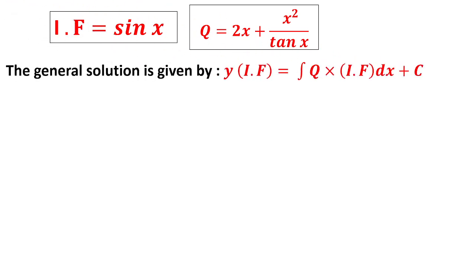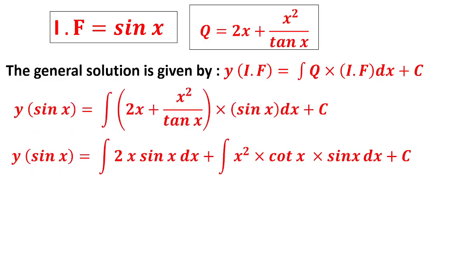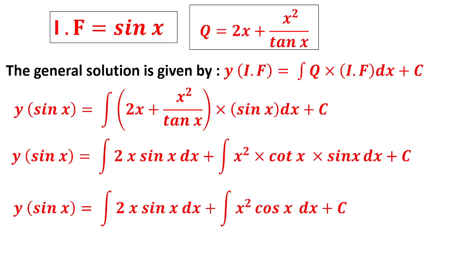General solution is y into integrating factor is equal to integral q into integrating factor dx plus c. I am getting two integrals now. But remember, these two integrals which we are getting, 2x sin x and x square cos x, don't try to do both of them separately by integration by parts. You do only the second one, that is x square into cos x, the first one will get cancelled. We are going to see it. It is a very interesting question. Don't do both the integrals separately by integration by parts.